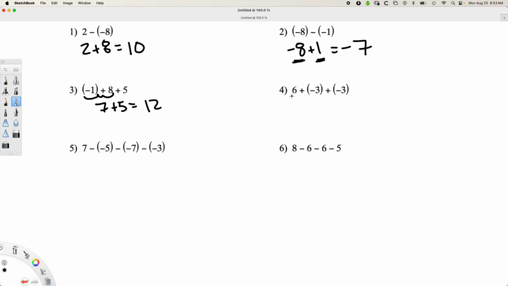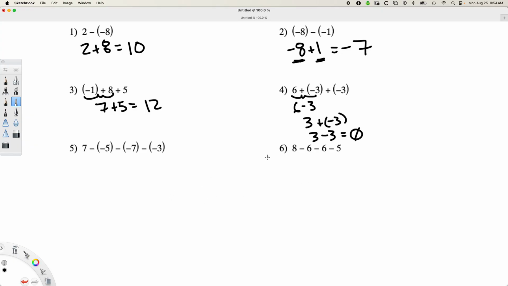This next one right here, we start with the first two. 6 plus a negative 3 is the same thing as 6 minus 3. So that would just be 3. And we bring down the other thing, plus negative 3. Plus a negative is the same thing as just subtracting. So that would just be 3 minus 3. So our answer would be 0.